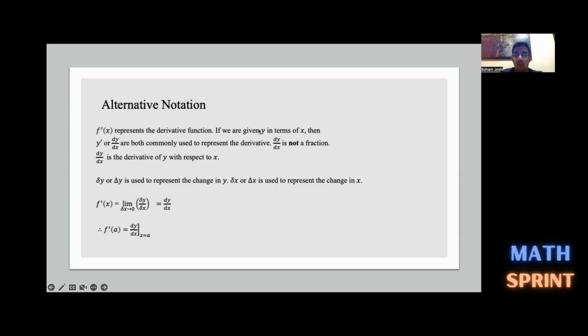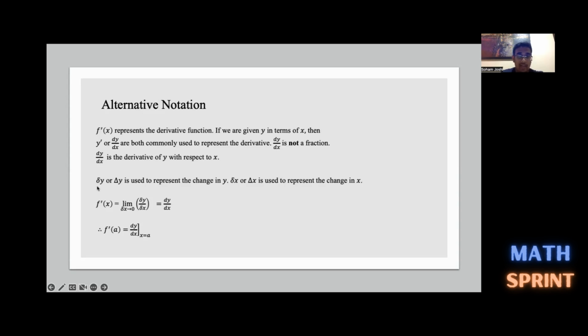So if we're given y in terms of x, then y dash or dy by dx are commonly used to represent the derivative. Now do note this, dy by dx is not a fraction. When we use it in math, it may appear like a fraction, but it is not an actual fraction. dy by dx is just the derivative of y with respect to x.